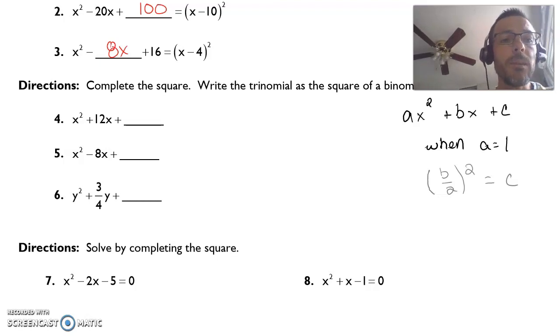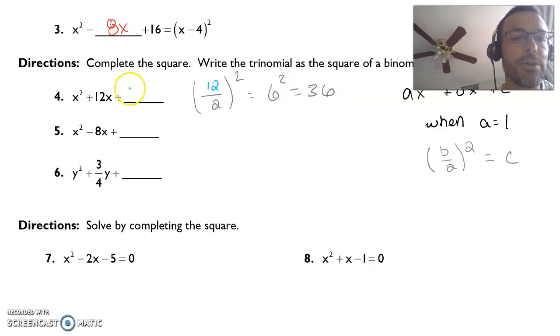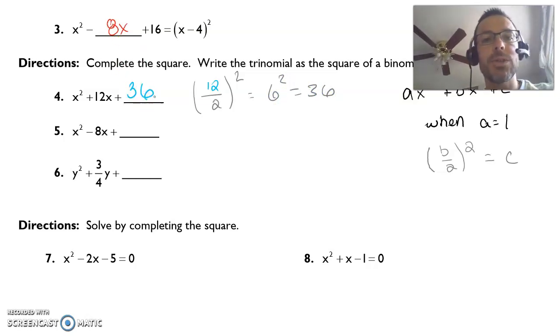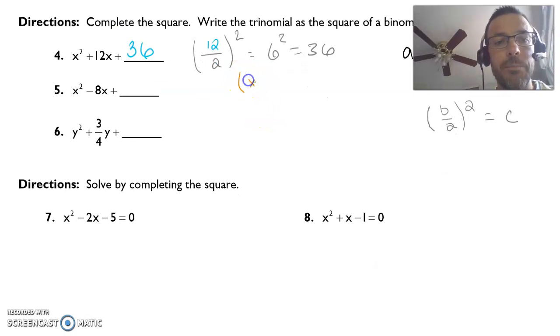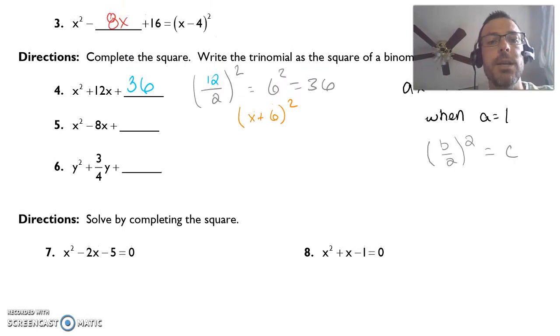Example: a is 1, b is 12. If I take 12 and I divide that by 2 and square it, I get 6 squared, or 36. 36 should be the value of c here. Then if I factored this, it becomes, I'll just write it below here, x plus 6 squared. X plus 6 times x plus 6. Those are perfect square binomial factors. I have completed the square.